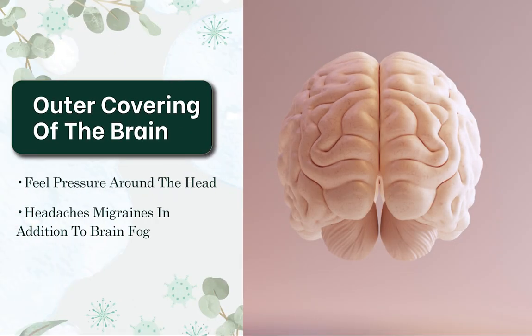Another thing that can sometimes happen is these infections can get into the meninges. The meninges is the outer covering of the brain. Typically when this happens, most commonly, we get a level of meningitis, but it can feel sometimes like we have that when the infections get into the brain, because you can sometimes feel like this pressure that's around the head, right? So we can get headaches and migraines and these sorts of symptoms in addition to brain fog.